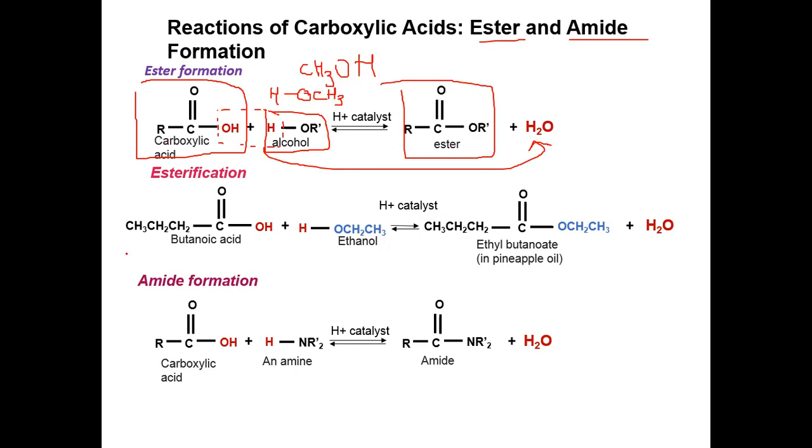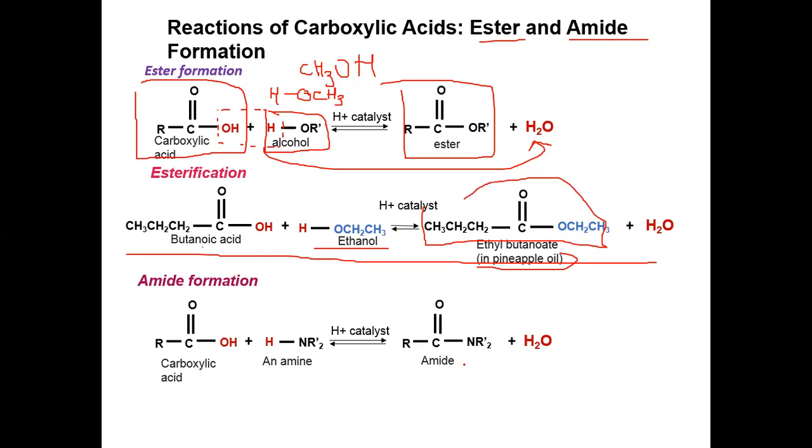For example, this is a particular example where we have butanoic acid plus ethanol, and we can make ethyl butanoate. This, by the way, is in pineapple oil. You can see the variety of organic compounds. You can see it everywhere around. Another reaction is amide formation. So what is happening here? We have carboxylic acid, we have amine, and OH and H from the amine are connected.